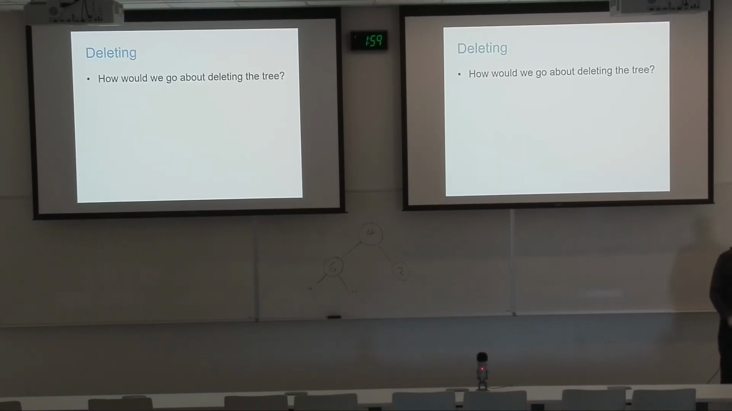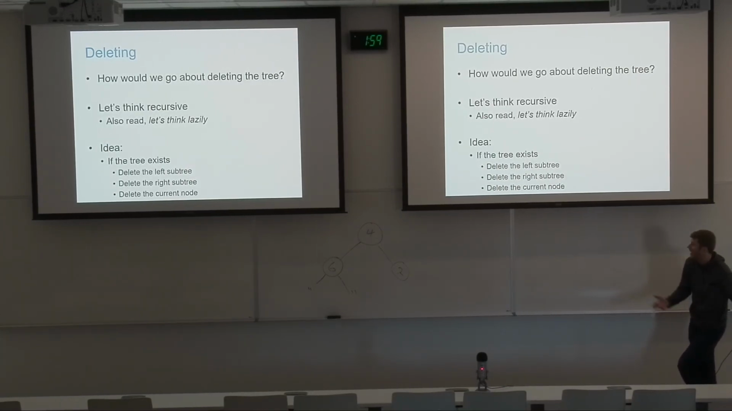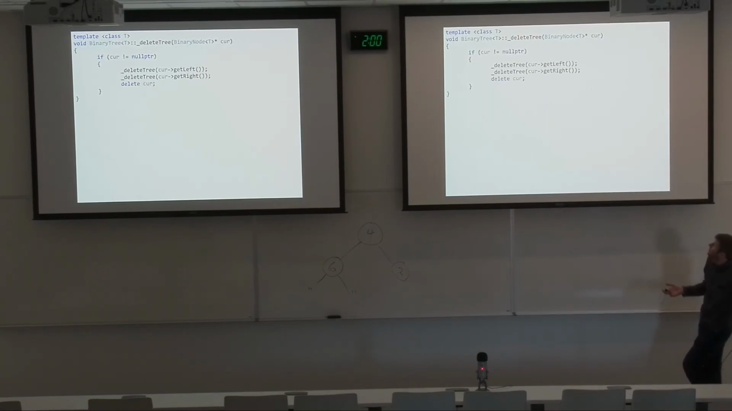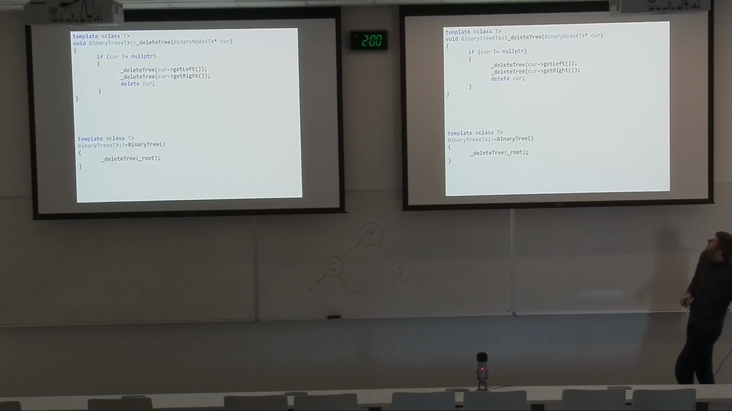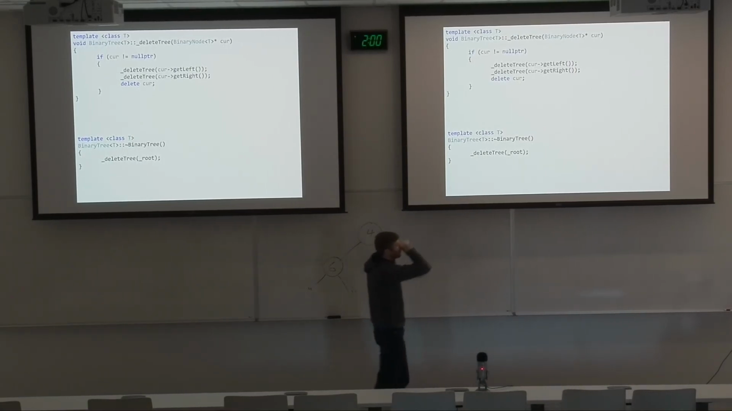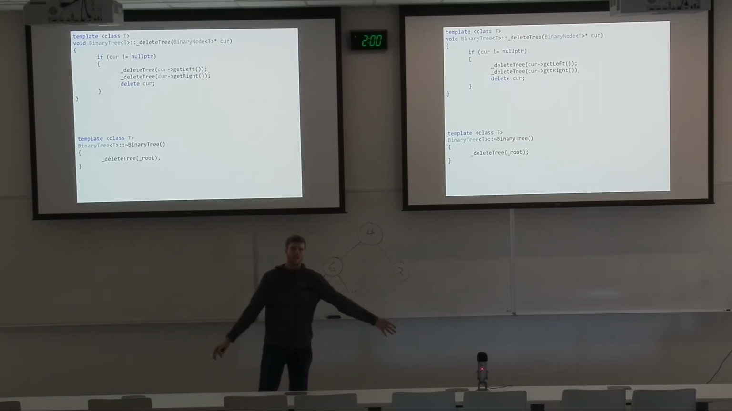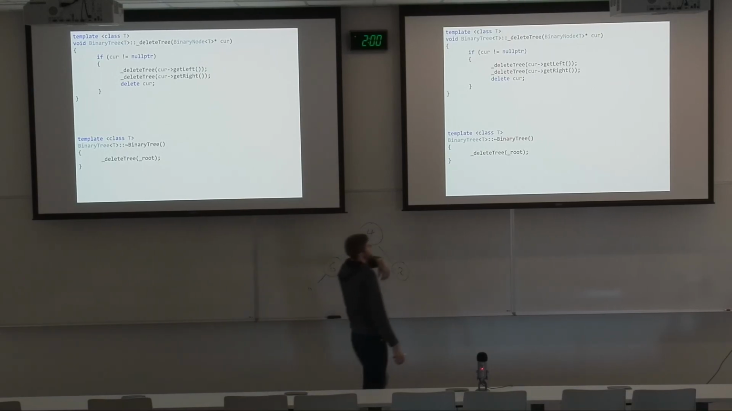Now deleting, well, we could do this. If the tree exists, delete the left subtree, delete the right subtree, then delete the current node. That's what delete will be. Oh, I love this. It's so beautiful. My destructor will call the function delete tree. What does delete tree do? If the node exists, the node is not null, delete the left subtree, delete the right subtree, then delete myself. It's recursive and it's lovely. Look how beautiful that is. It's so simple.